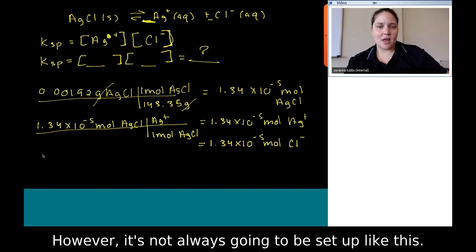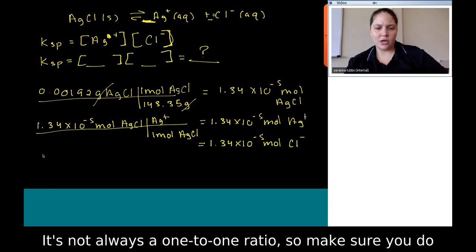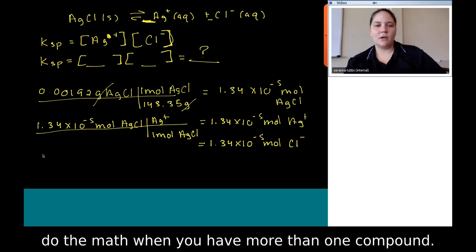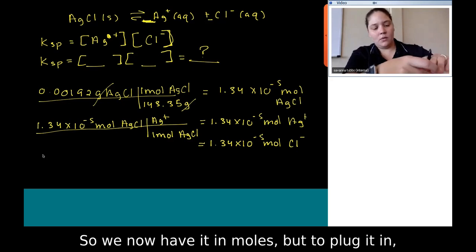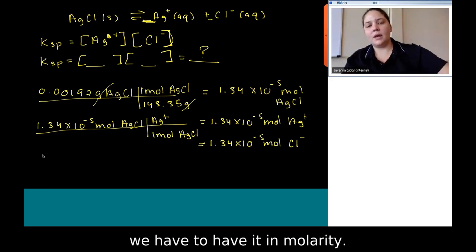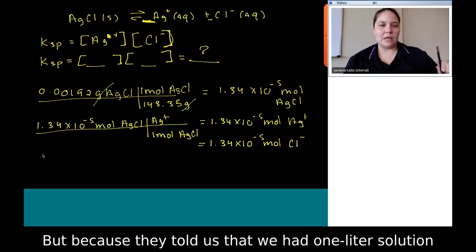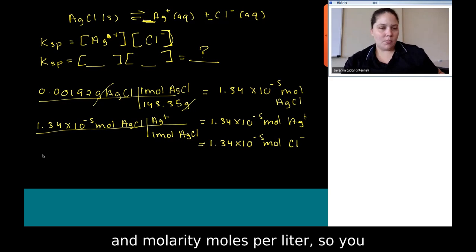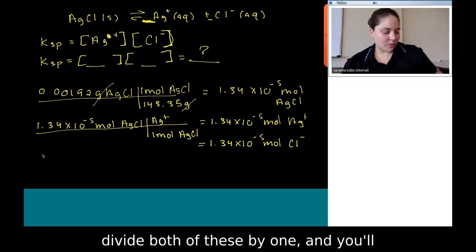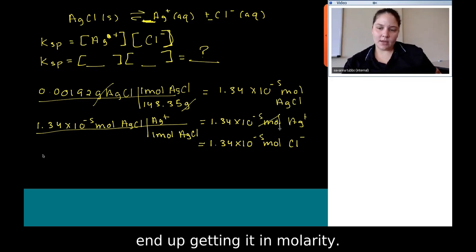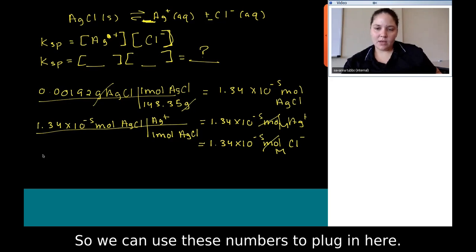However, it's not always going to be set up like this. It's not always a 1-to-1 ratio. So make sure you do the math when you have more than one compound. So we now have it in moles, but to plug it in, we have to have it in molarity. Because they told us that we had 1 liter solution, and molarity is moles per liter, so you divide both of these by 1, and you'll end up getting it in molarity. So we can use these numbers to plug in here.